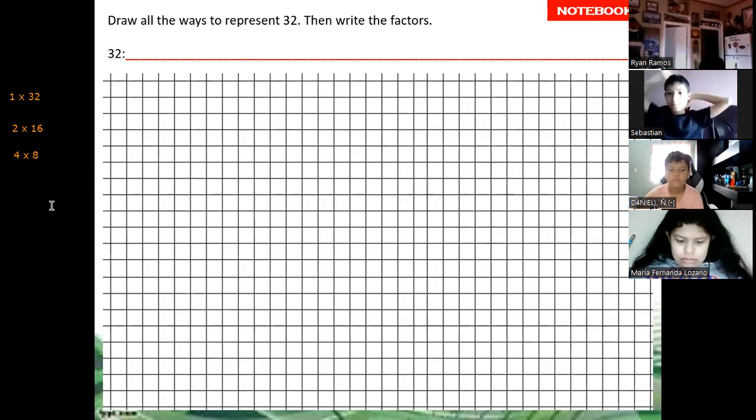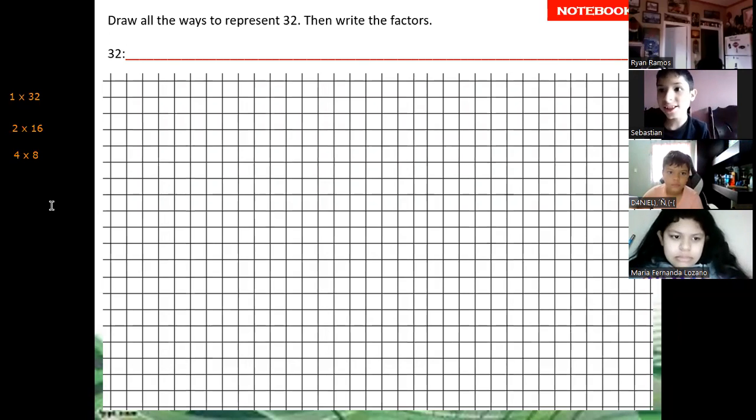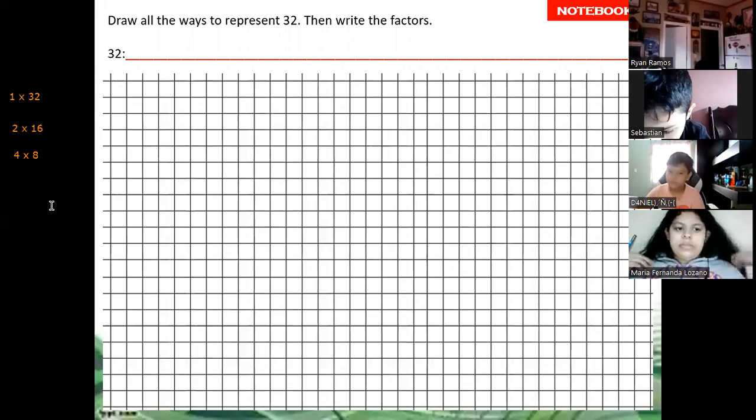Is there another one? 5? No, right? Because it's not finishing in 0 or 5, it is not divisible by 5. What about by 6? 6 times 1, 6 times 2, 6 times 3, 6 times 4, 6 times 5 is 30. 6 times 6, 36. So, no, it's not.